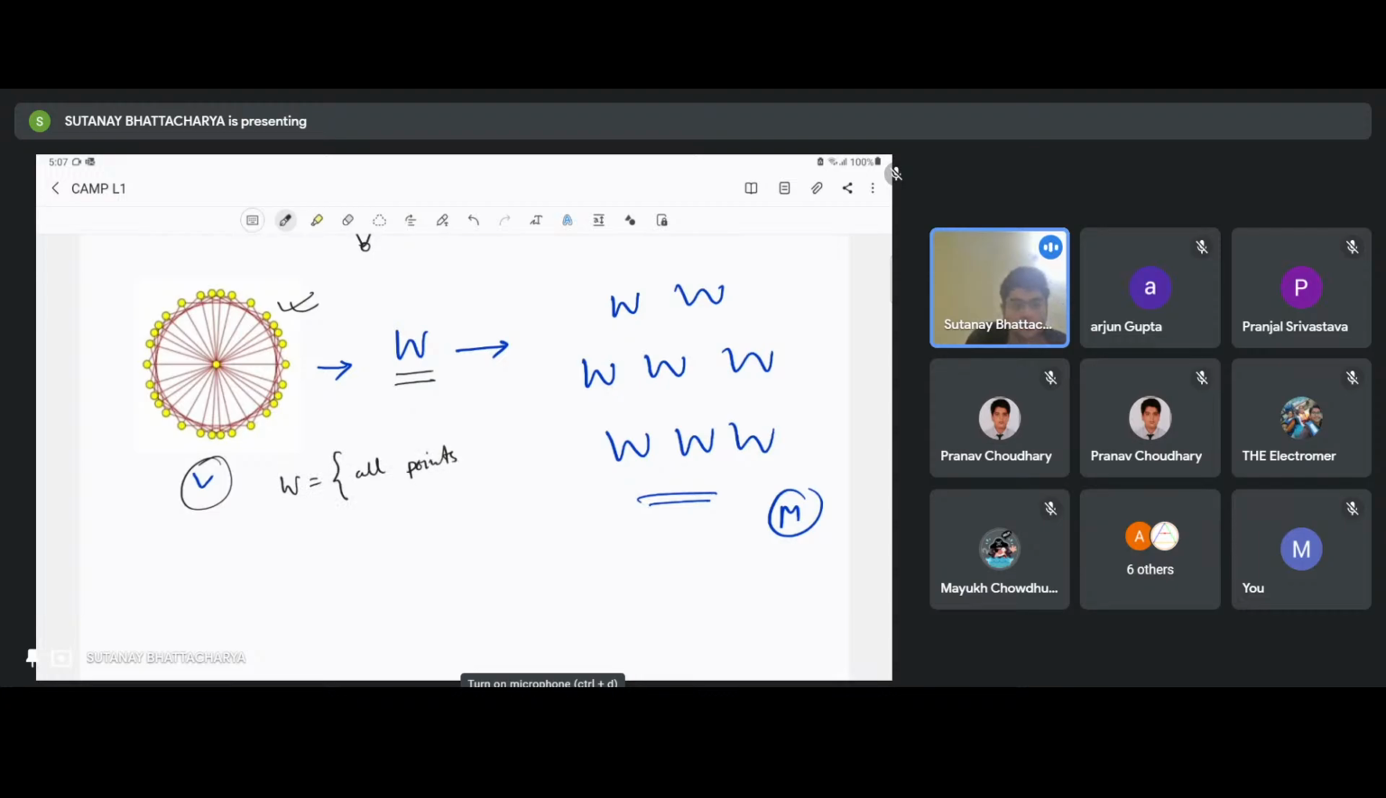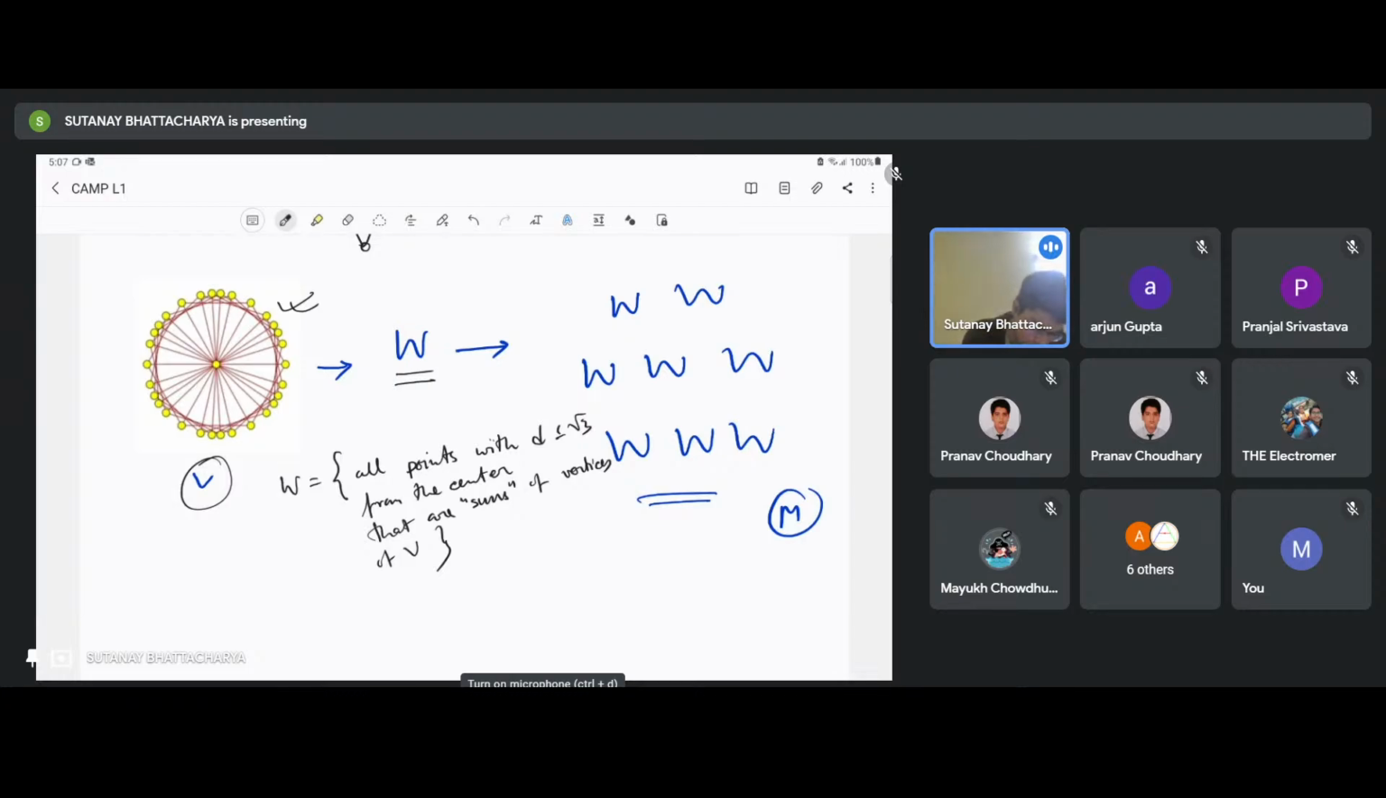All points with distance less than or equal to √3 from the center that are sums of vertices of V. By sum, I mean vector sum.